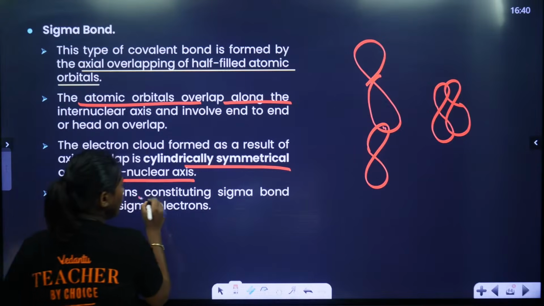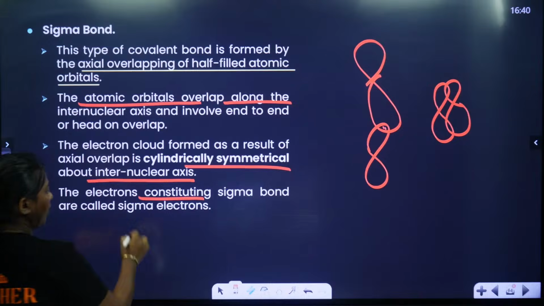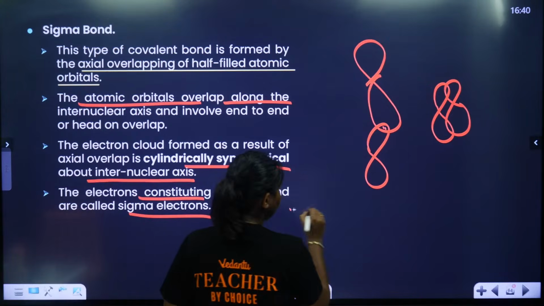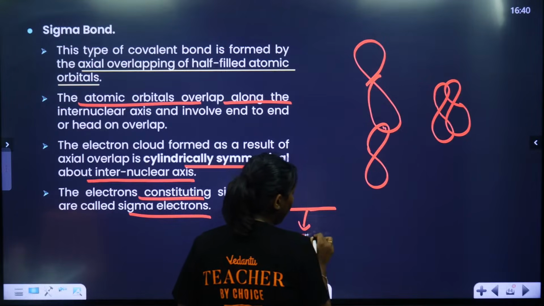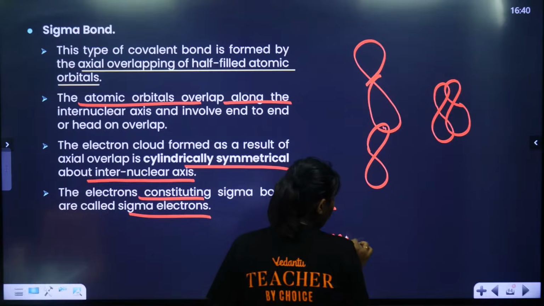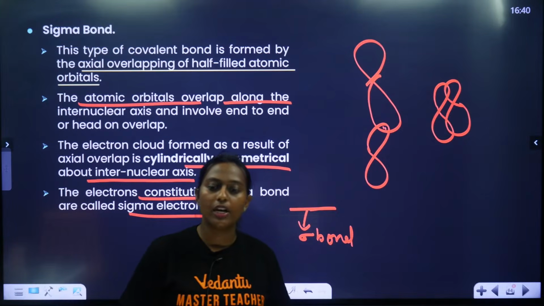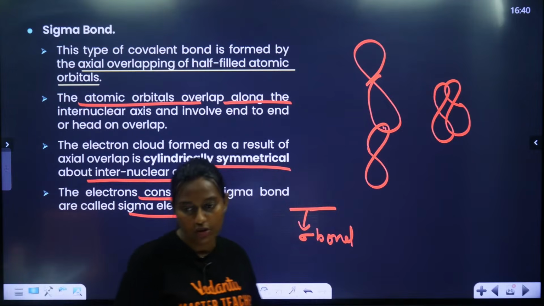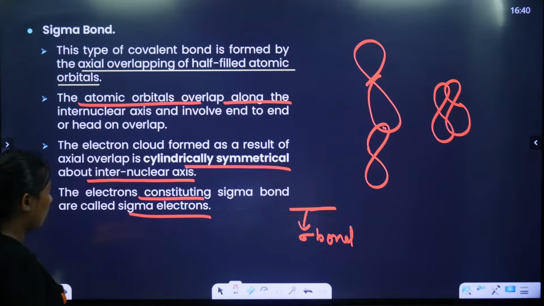The electrons constituting a sigma bond are called sigma electrons. So if a single sigma bond is there, we can say yes, a sigma bond. Sigma bond forming electrons are called sigma electrons. I hope it's clear. I will give you a 5 minute break.